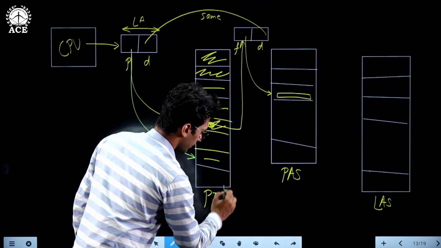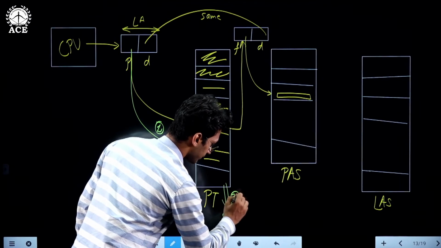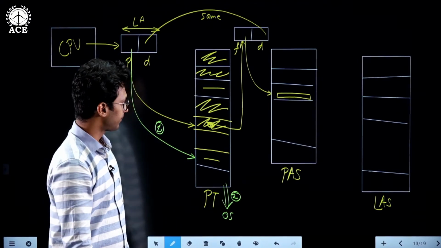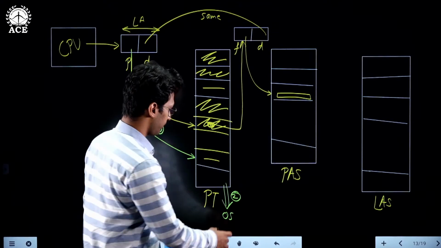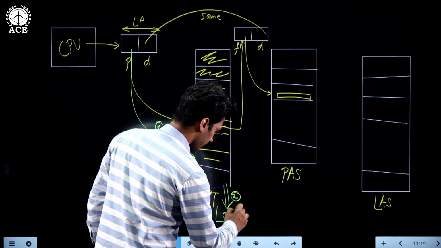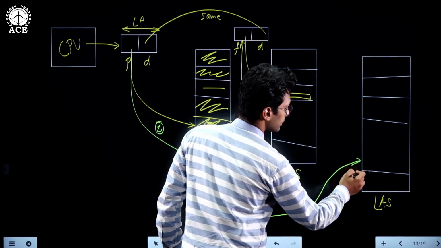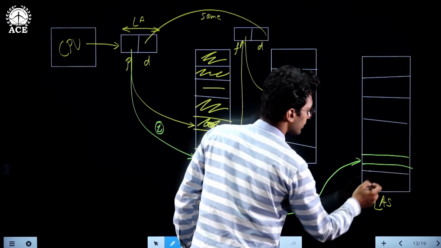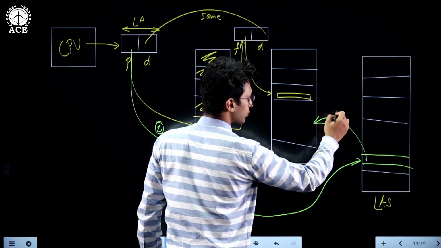If that page is not present, what will we do? We'll tell the OS, step 2. The OS will try to bring that page from logical address space. We'll go to logical address space, get that particular page, and bring it from logical address space to physical address space.